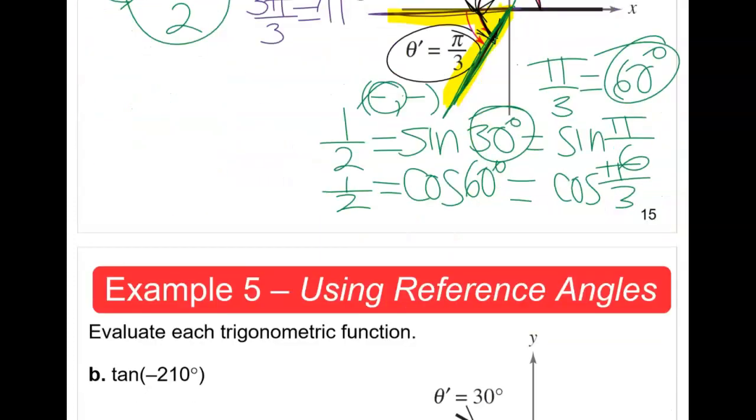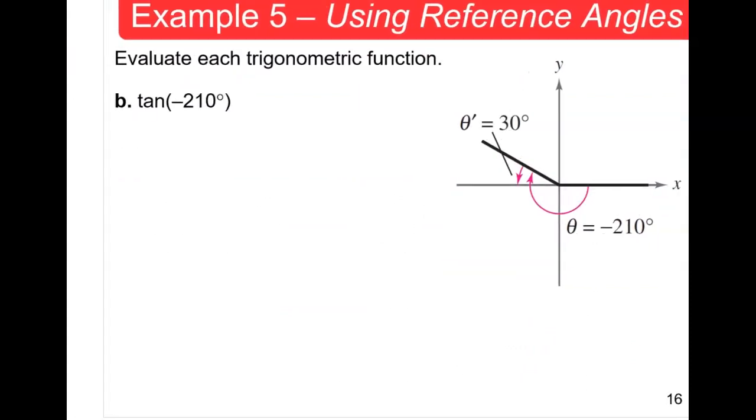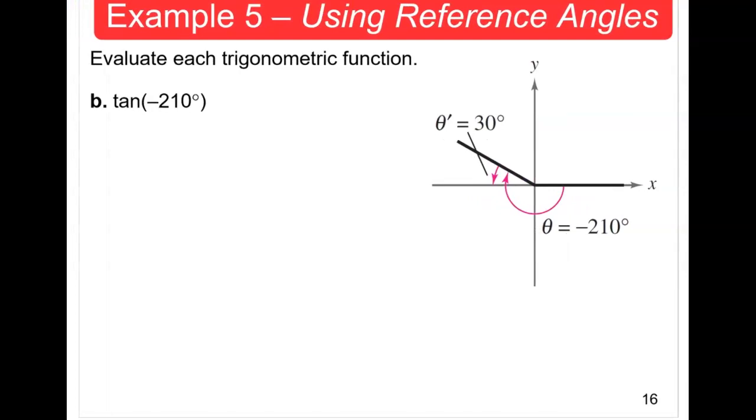Next example, we have a negative angle, which is negative 210. So we are going from the positive x-axis in the clockwise direction. And so it will be right here. So we know the reference angle is 30, because we have the image here. But if we didn't know that, we would say 210.